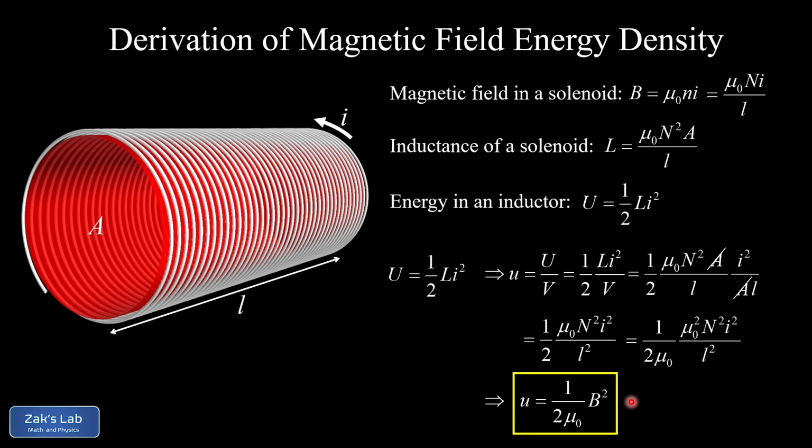In the next video, we exploit the magnetic field energy density to compute the inductance of a coaxial cable. And this approach is conceptually much cleaner than attempting a direct Faraday's law approach.